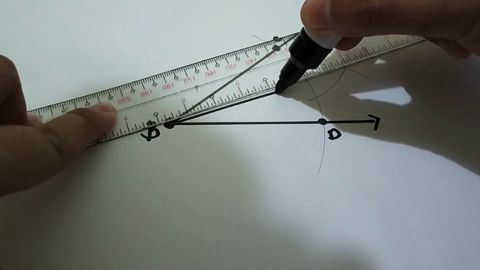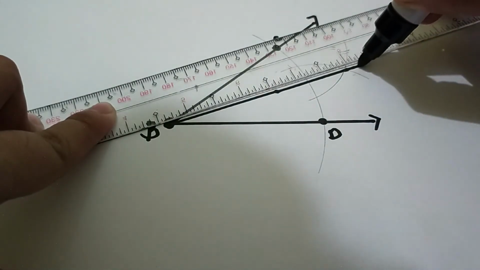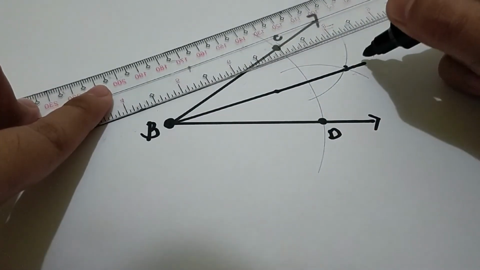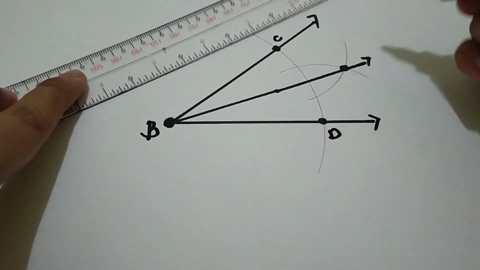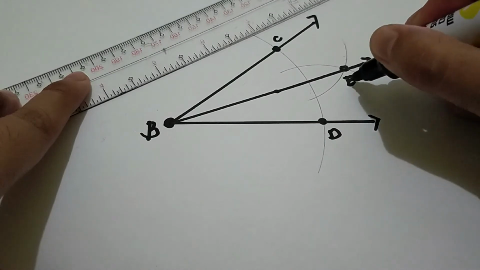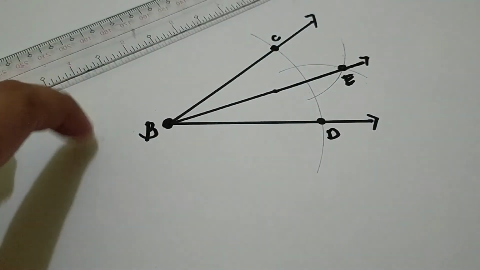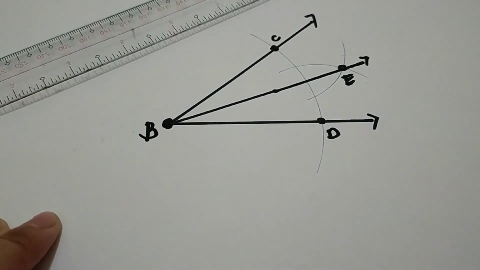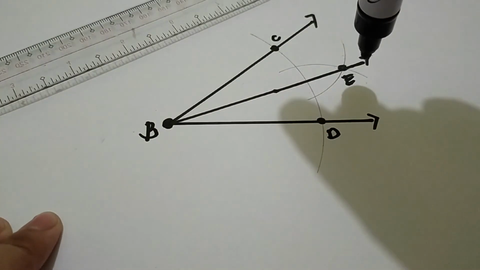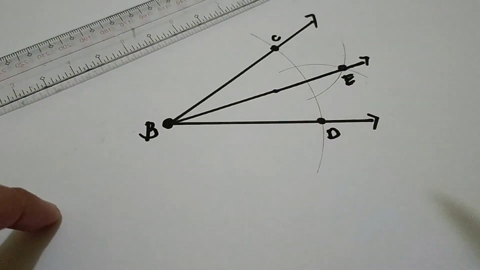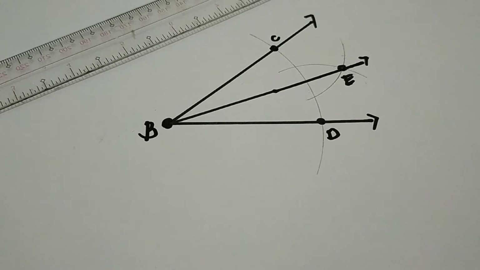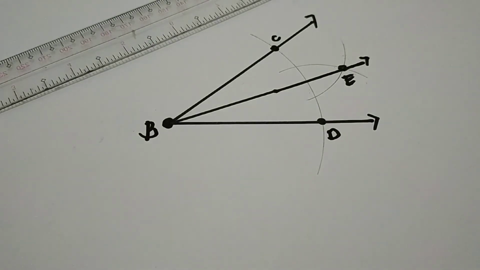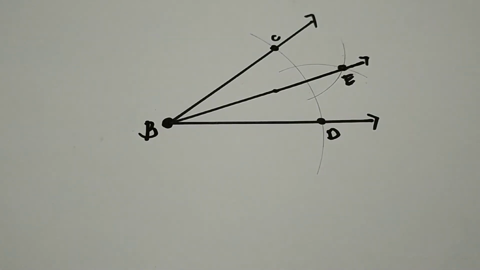Okay, there, passing through the point of intersection. You can name the point of intersection as E. So ray BE is our angle bisector. And that is how we construct an angle bisector using the compass. Is that clear? Okay.